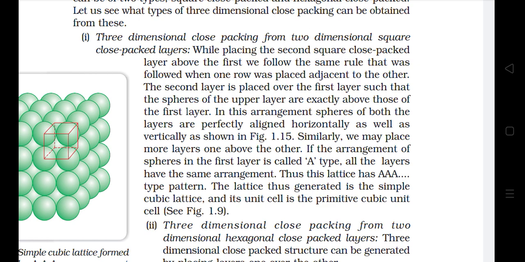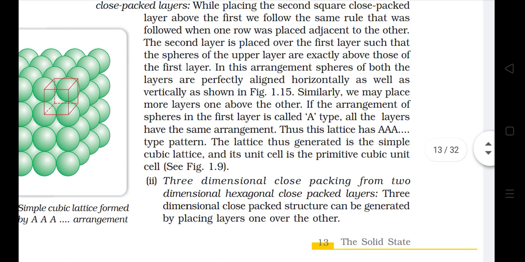3-dimensional close packing from 2-dimensional hexagonal close packed layers. 3-dimensional close packed structures can be generated by placing layers one above the other.